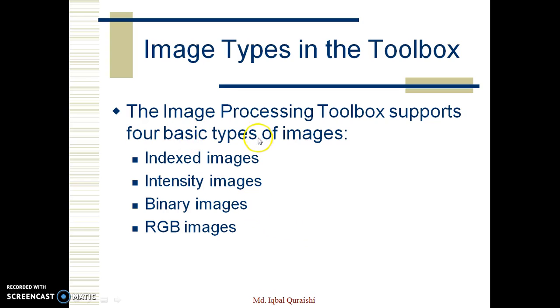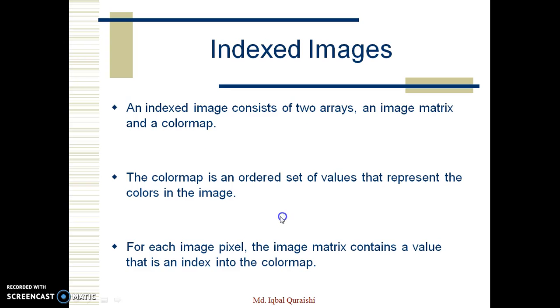want to support. If I think about the different types of images, MATLAB supports four types. The first one is the indexed image, then the intensity image, then the binary image, and then the RGB image. In an indexed image, we have two arrays: one is the image matrix, another is the color map.